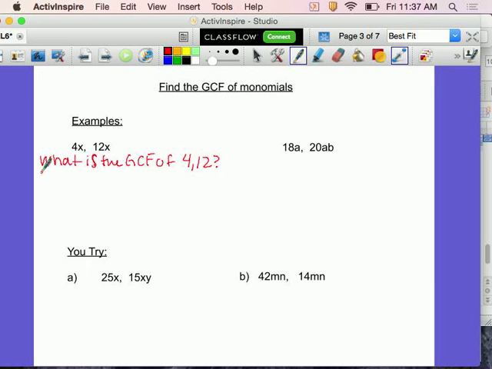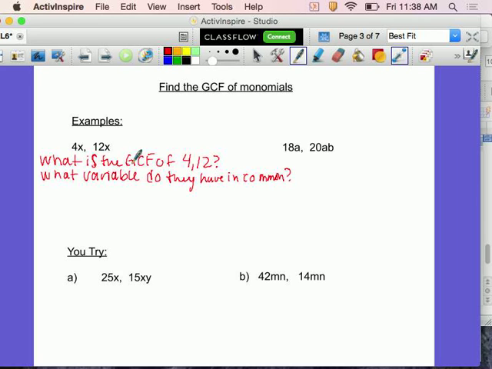And then I'm also asking, what variables do they have in common? Okay, so the variables are pretty easy. You can see they both have an x. That's in common, so that'll be part of our answer.